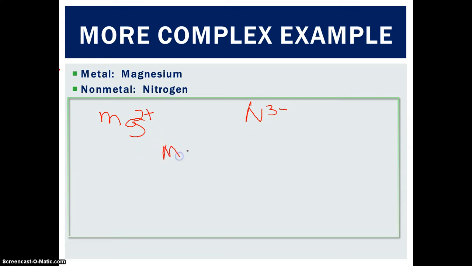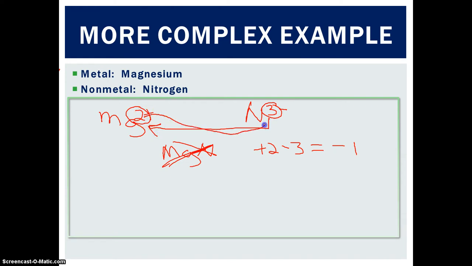If I had magnesium, don't write this because that's not right, and nitrogen, would it be neutral? I have +2 -3. That's equal to -1. That is not a neutral compound. That is not the correct formula. What you do is you look at the charge. I have 2 and I have 3. I'm going to do what I call swap and drop. The 3 is going to drop down and go to magnesium. The 2 is going to drop down and be paired with nitrogen.